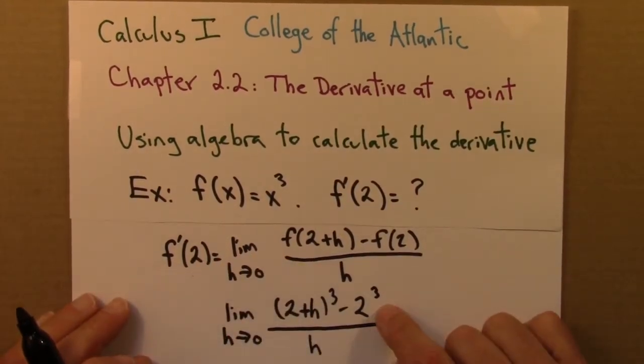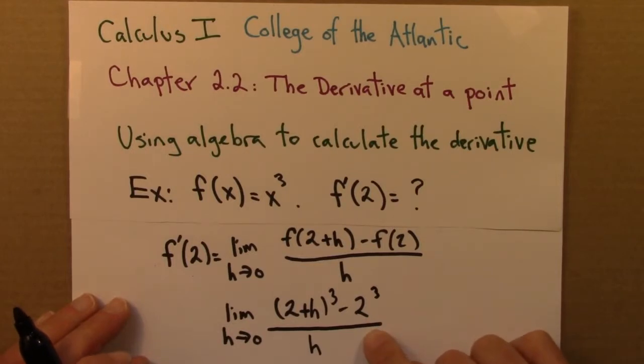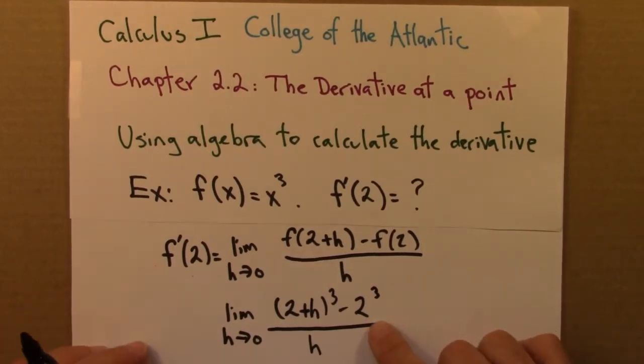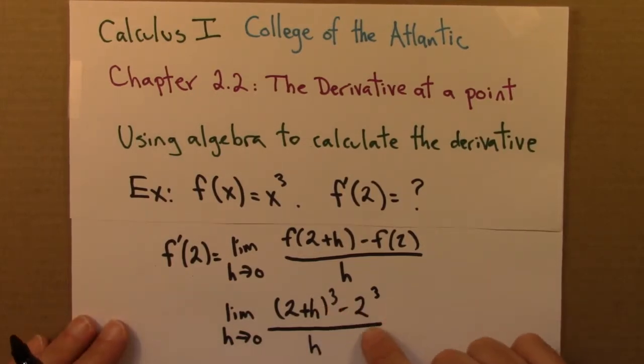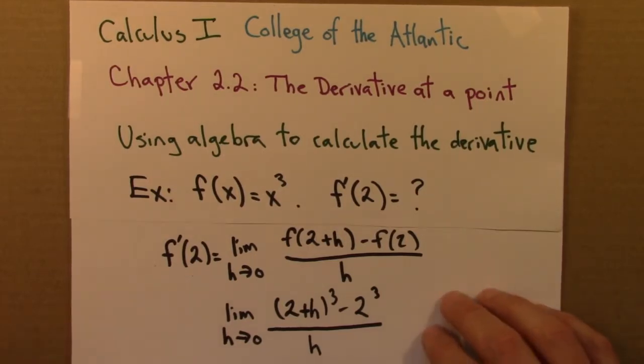So in class, we took this and then plugged into a calculator for different values of h and got some numbers, and we said, okay, I think the answer is getting closer and closer to 12. What I'm going to do now is not go to a calculator, but instead simplify this expression, do some algebra on it, and we'll see a really nice thing will happen, and we'll be able to get an exact answer for the derivative without using a calculator or a graph.